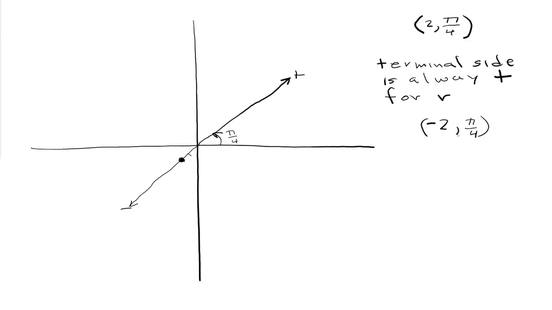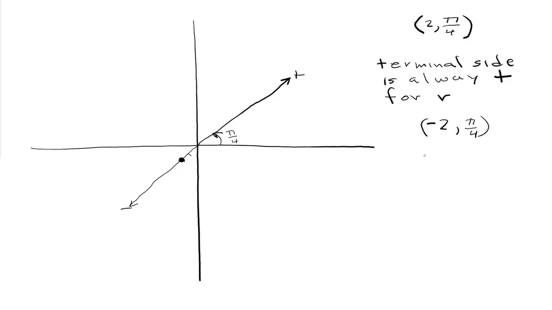Now, there are different ways to get to an individual point. I have this point. We're going to stick with this point for now. I have that point that I graphed, and I graphed it using a radius of negative 2 and an angle of pi over 4.